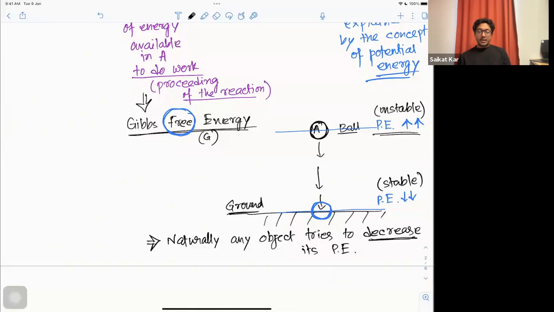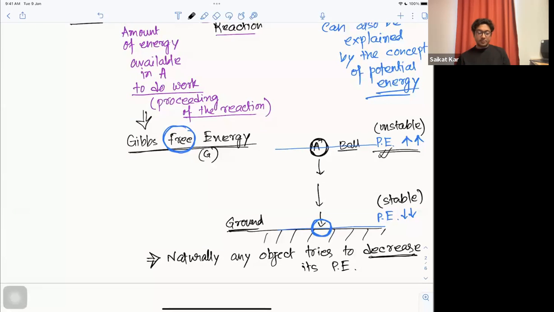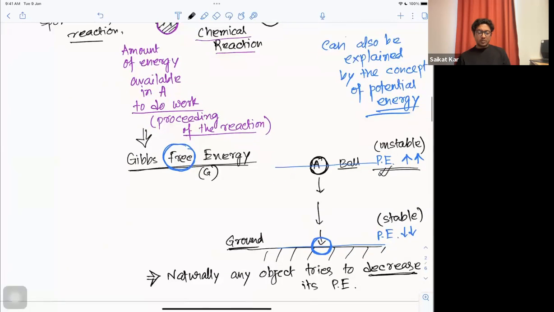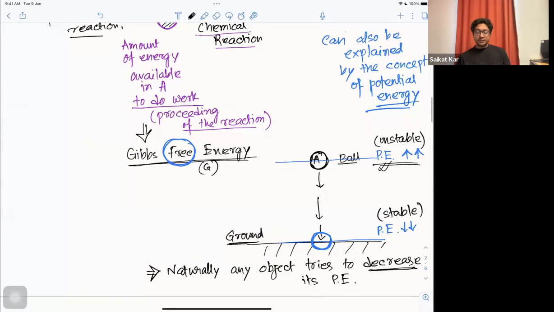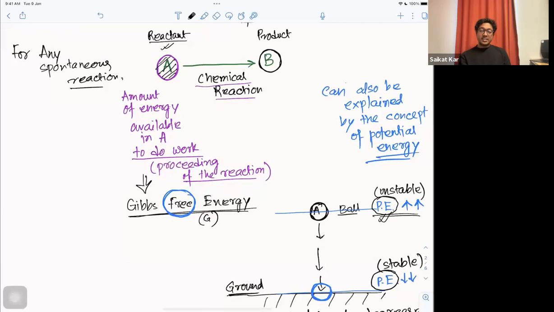Now here, when we are comparing it to the force of gravitation, this potential energy is gravitational potential energy. When it is due to charge, then that is electric potential energy. So the force can be different, but everything can be explained by the concept of potential energy. Even in a chemical reaction, what happens? As the reaction occurred, the reactant tried to decrease its potential energy.